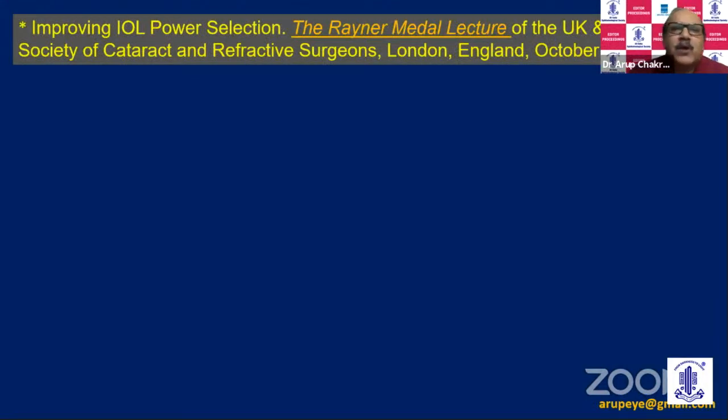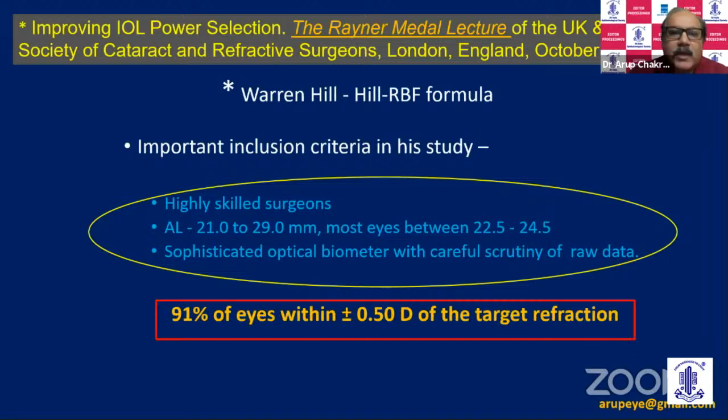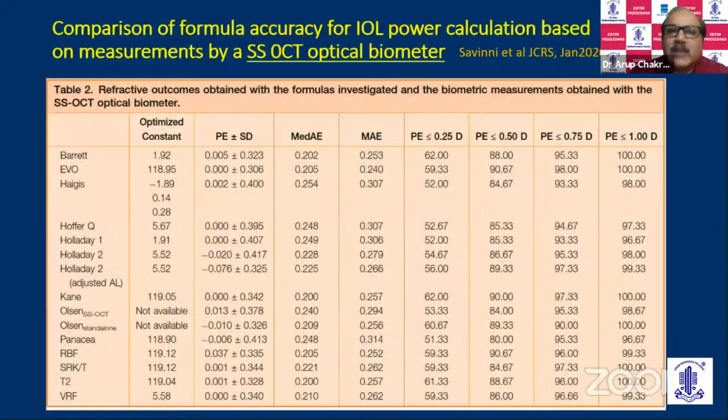Coming back again to Warren Hill, his Rayner Medal lecture presentation, where he reported results on the Hill-RBF formula. Only highly skilled surgeons were included in the study, and they operated on eyes with axial length mainly between 22.5 and 24.5 mm, using a sophisticated optical biometer with careful scrutiny of the raw data. Results were really astounding. 90% of the eyes these surgeons were able to land within plus or minus 0.5 diopter of the target refraction. So definitely we have come a long way.